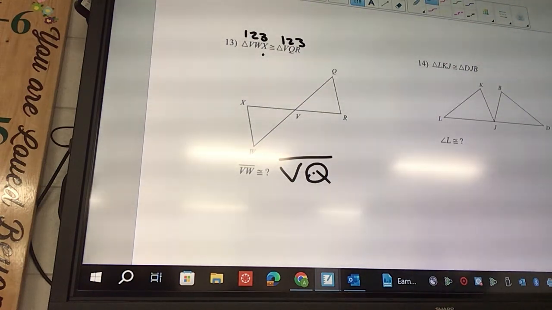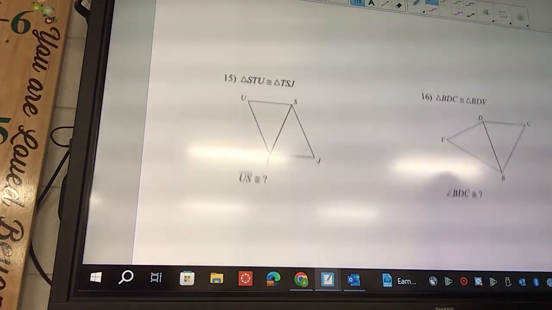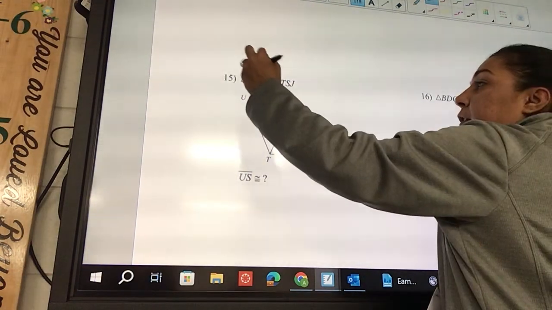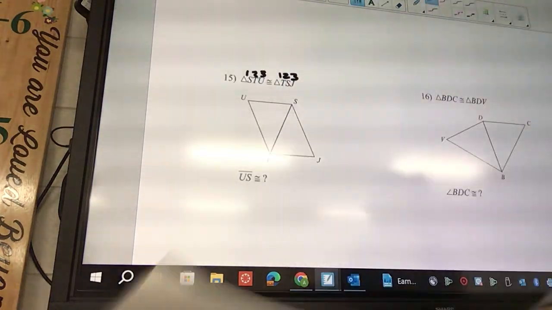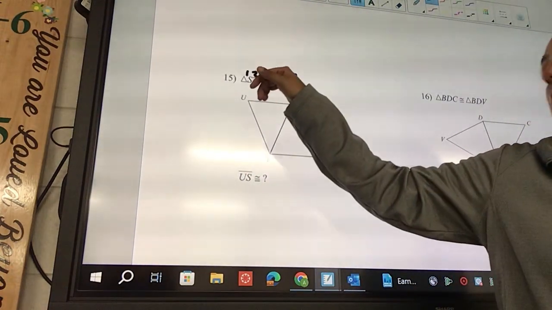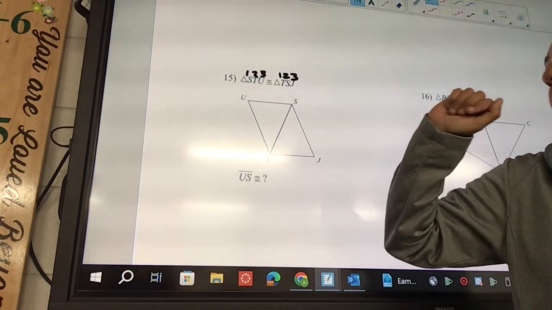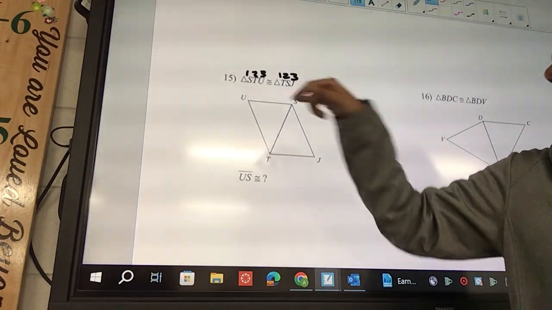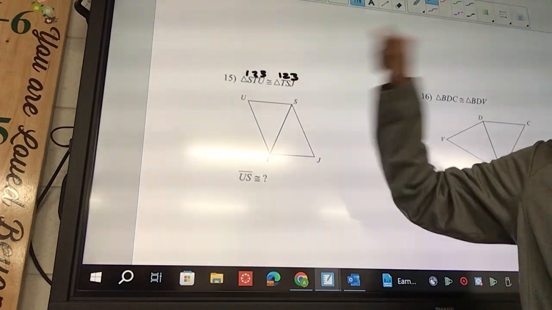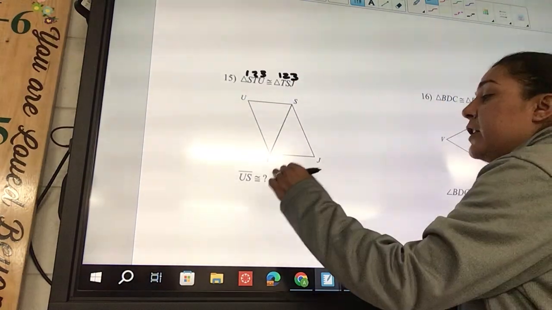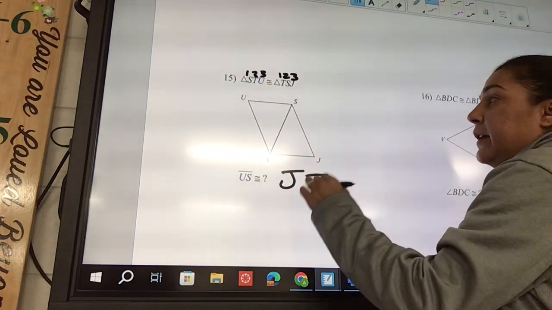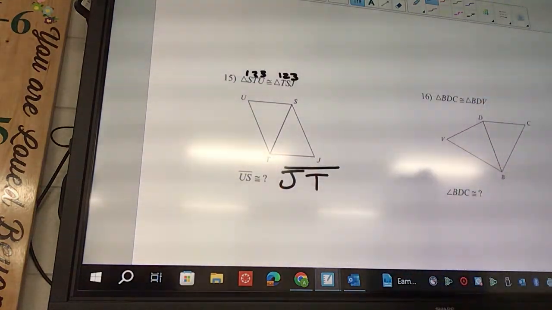Okay, US. So we're gonna say 1, 2, and 3. 1, 2, and 3. What is in U spot? 3. What's S spot? 1. So we need to go from 3 to 1. So what's in 3 spot on the other side? J. What's in 1 spot? T. Okay, so we're looking for segment JT.